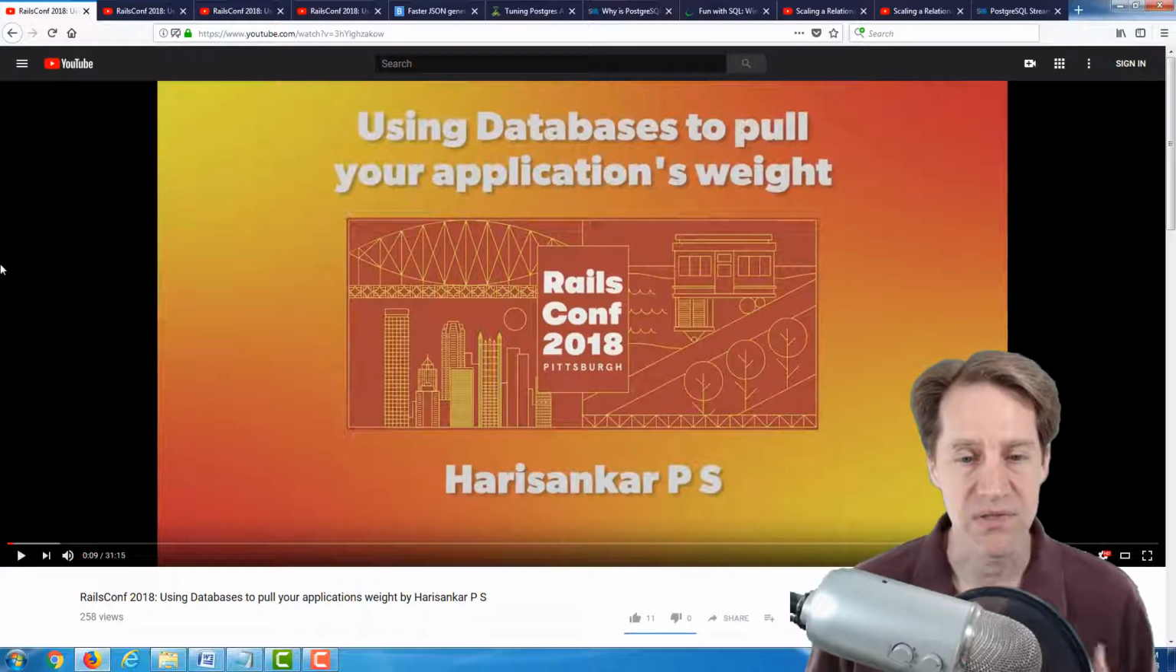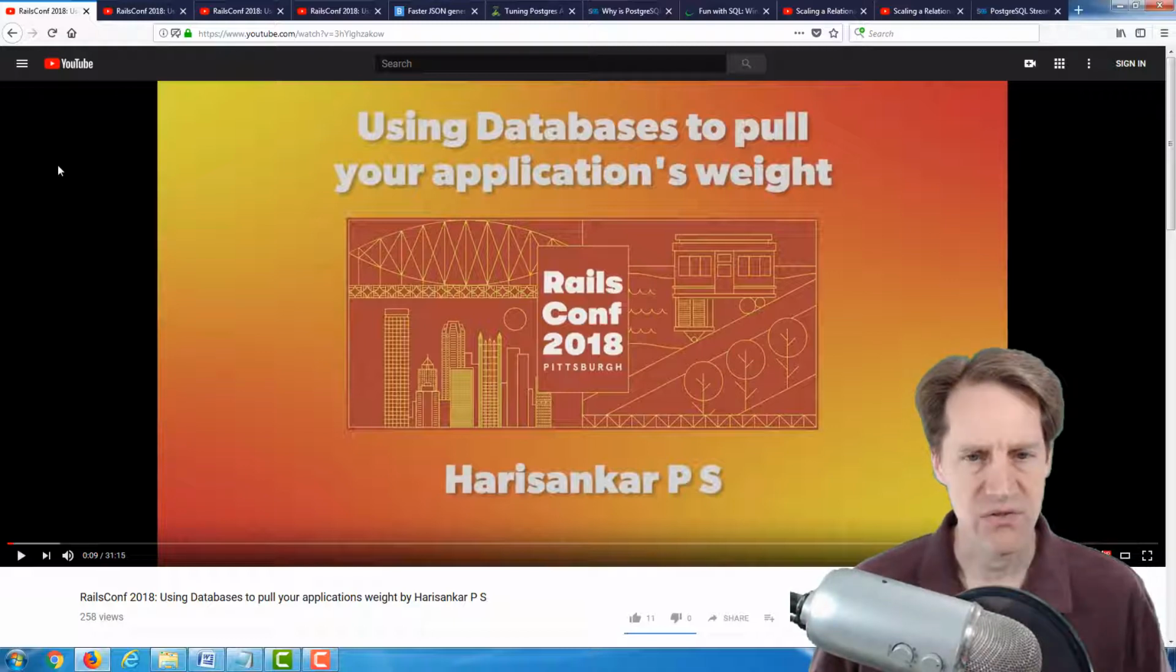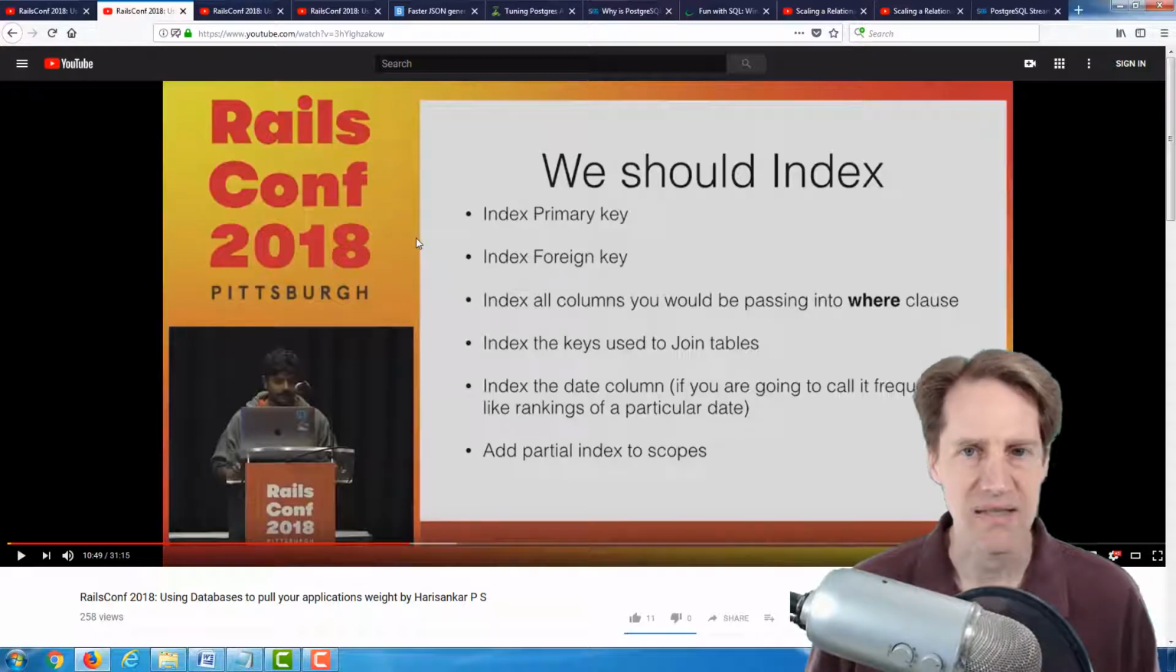So if you're a developer, particularly a Ruby or a Ruby on Rails developer, this is definitely a presentation I suggest you check out. So here's a quick overview of some of the things that he covers. He talks about indexing and basically what you should think about when indexing. So for example, the primary key, foreign keys, columns that would be in a where clause, index keys used to join tables, date columns if you're using them frequently, and also add a partial index to particular scopes so that they can be retrieved faster. So definitely some good advice there.